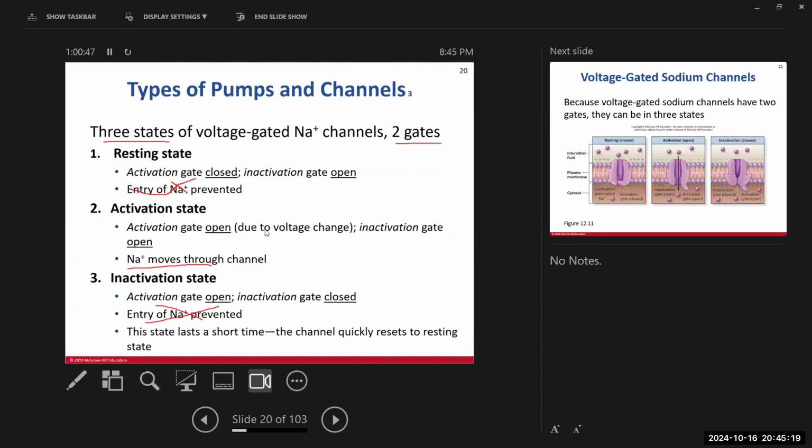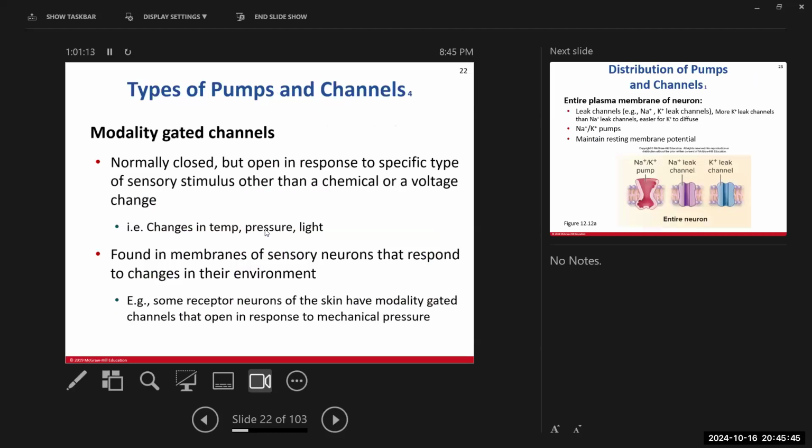So those are your three states. This is very important because we're going to talk about another concept later on in this chapter that has to do with the unique configuration of a voltage-gated sodium channel. So just keep that in mind, the different types of gates that are on this type of transport protein. All right, then we have our last type of gated channels that I want to talk to you about, what we call modality gated channels.